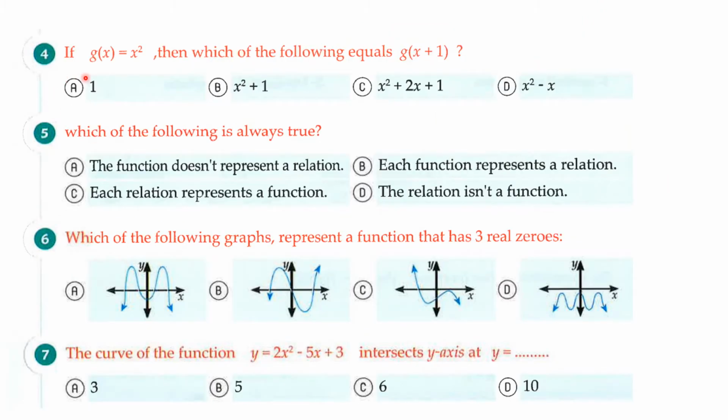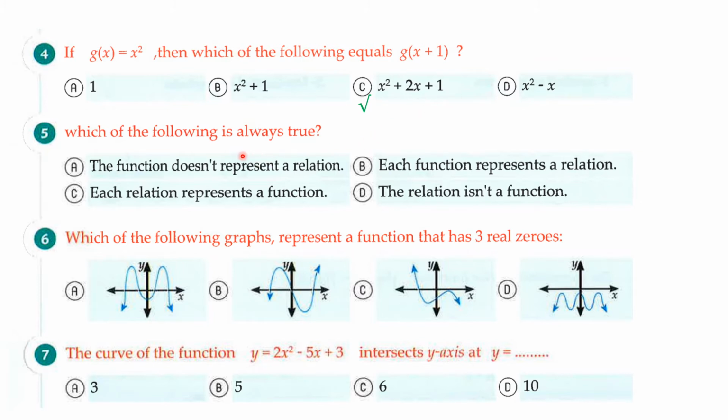Number 4, if g of x is equal to x squared, then which of the following equals g of x plus 1? So substitute x plus 1. Remember in algebra we used to do that. Substitute x plus 1 in this function. What will you get? But remember, it's not going to end up in x squared plus 1 only. It's going to end up in x squared plus 2x plus 1. Be very careful with that. It has to end up in a trinomial, and this is the only trinomial there, by the way.